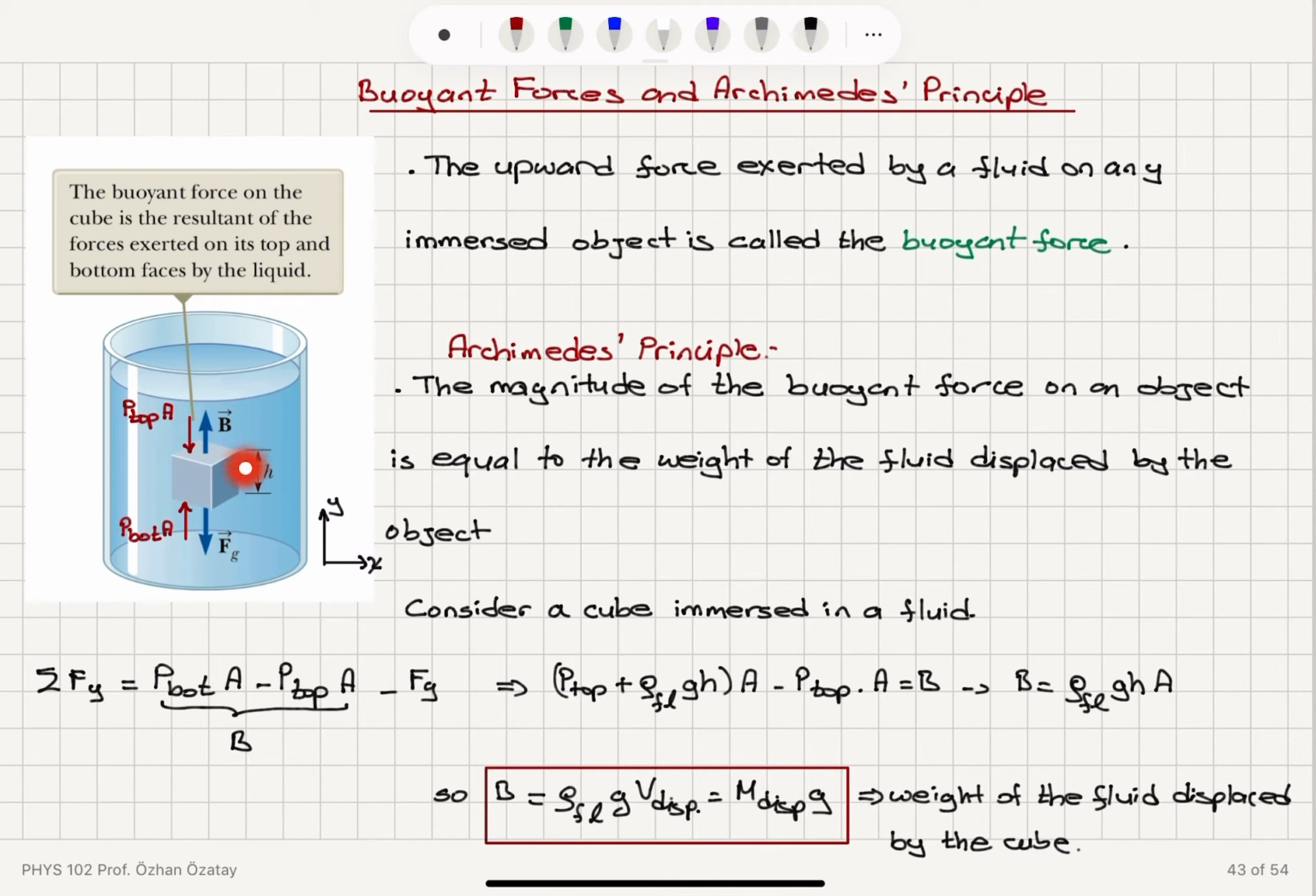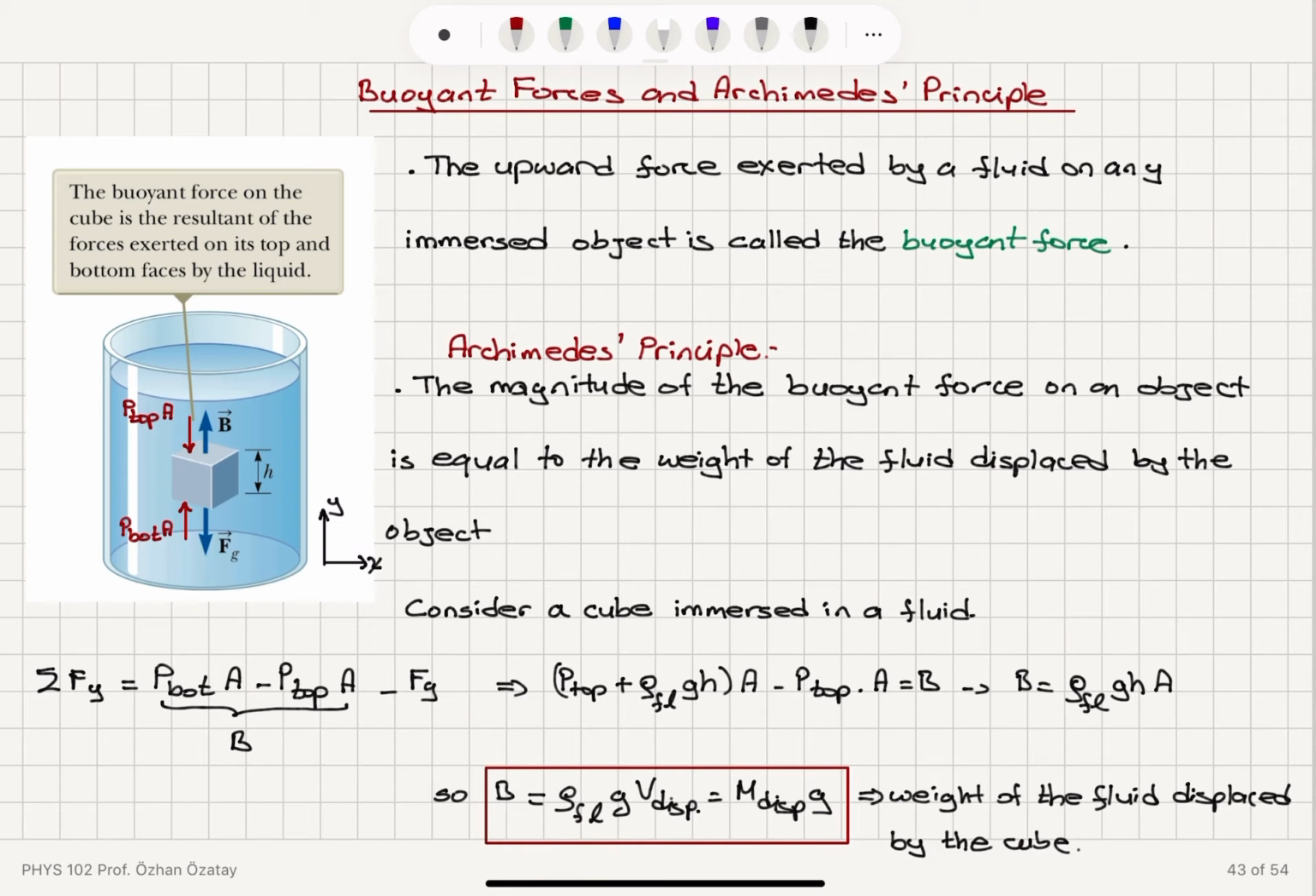P top plus rho fluid g h is equal to P bottom. So when we calculate this pressure difference using the variation of pressure with depth, we see that it is equal to the weight of the fluid displaced by this object. It's the density of the fluid, g, multiplied by the volume of the object, which is the volume this fluid would fill if the object were not there. So that's the volume displaced by this object. This is equal to the weight of the fluid displaced by the object, which is called Archimedes' principle.